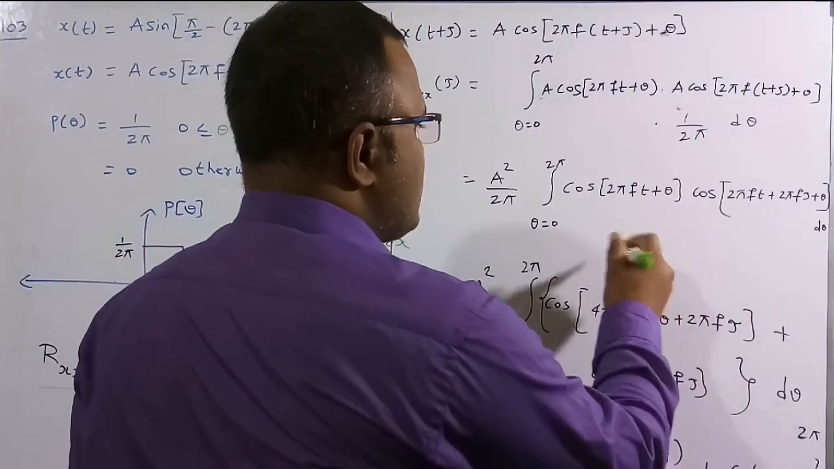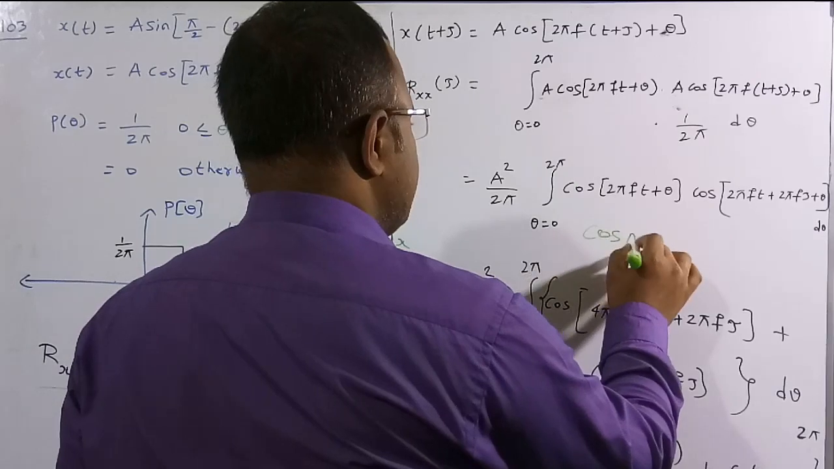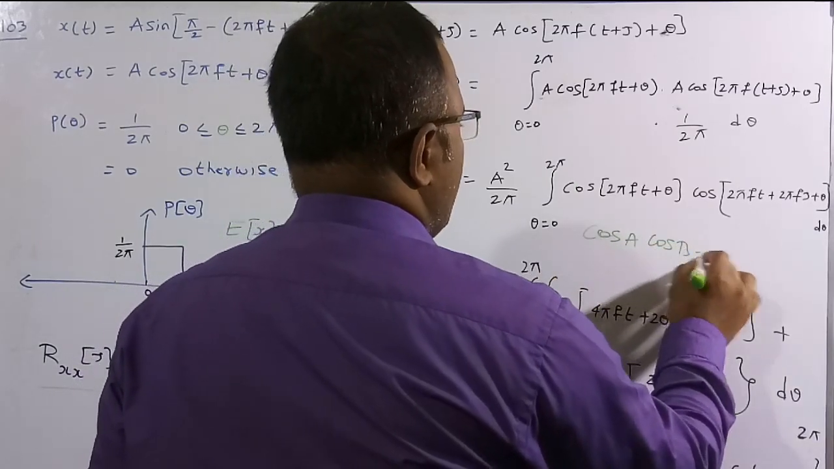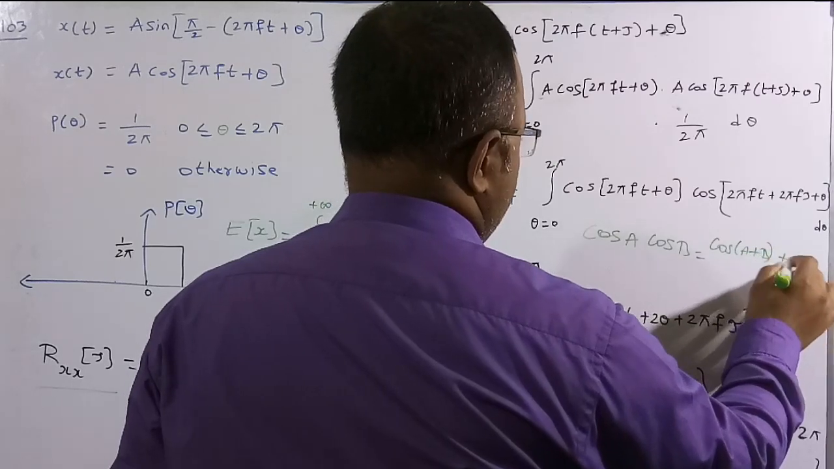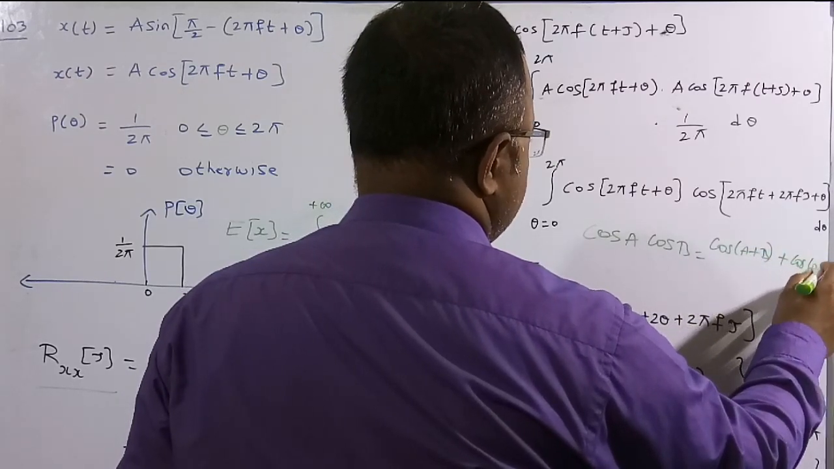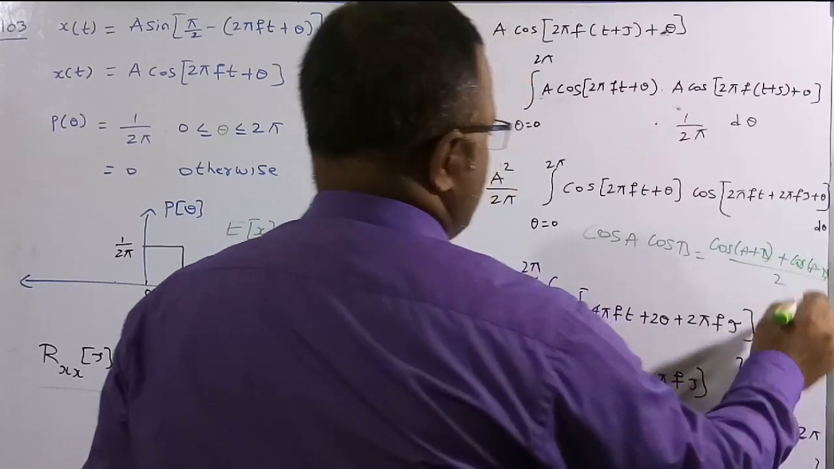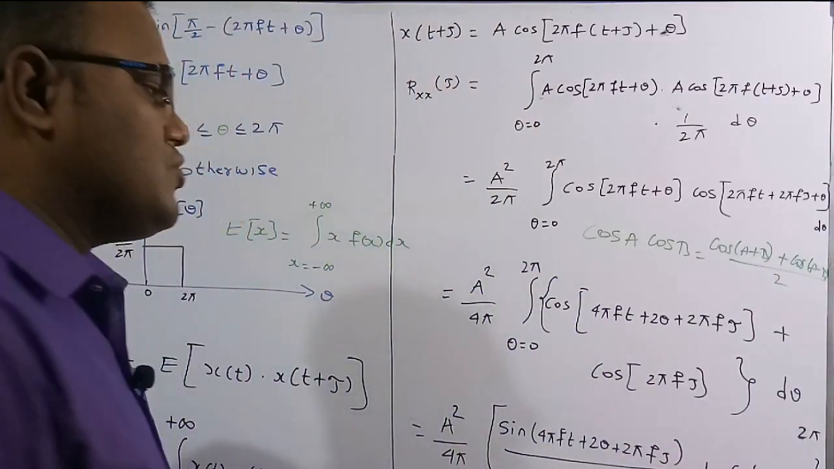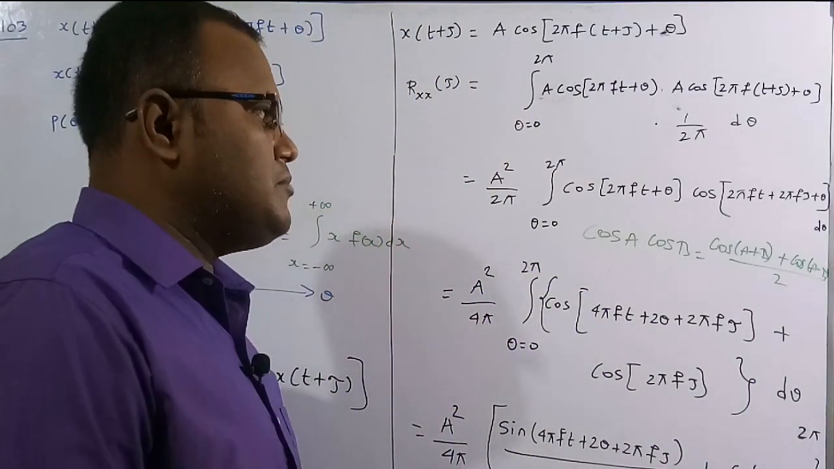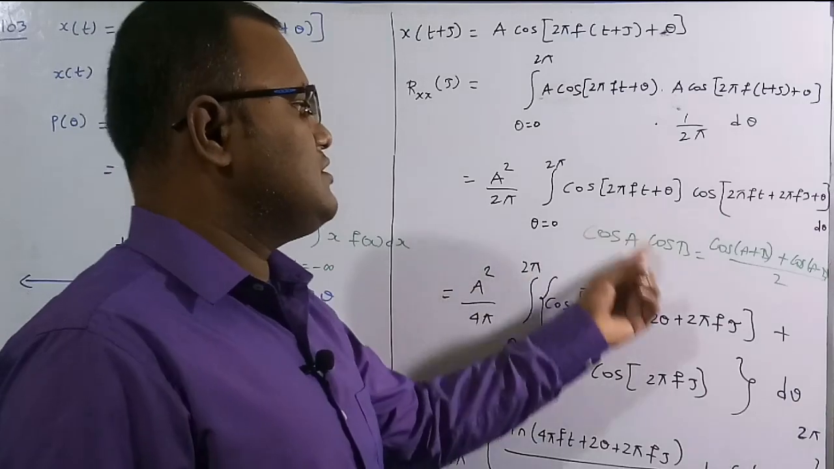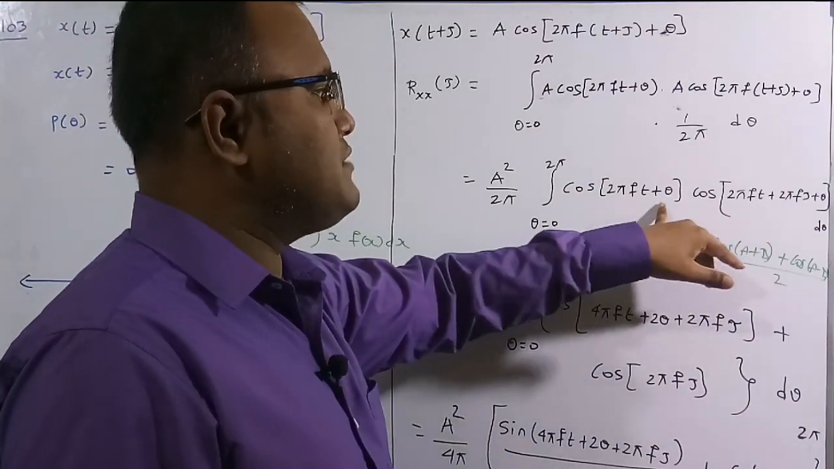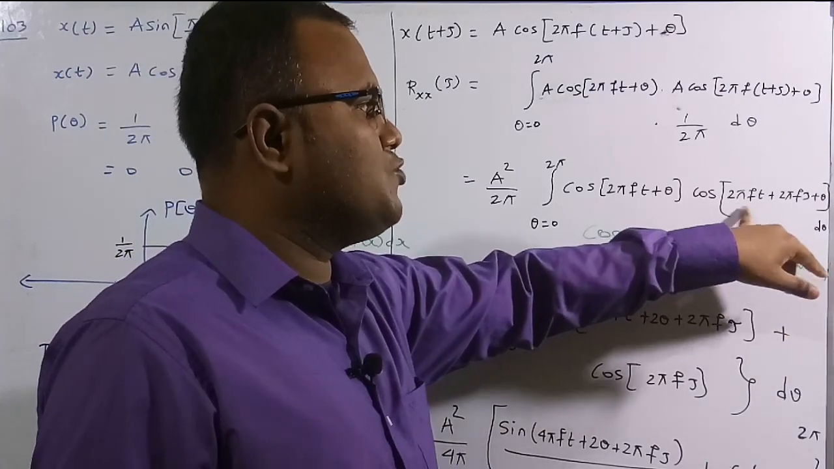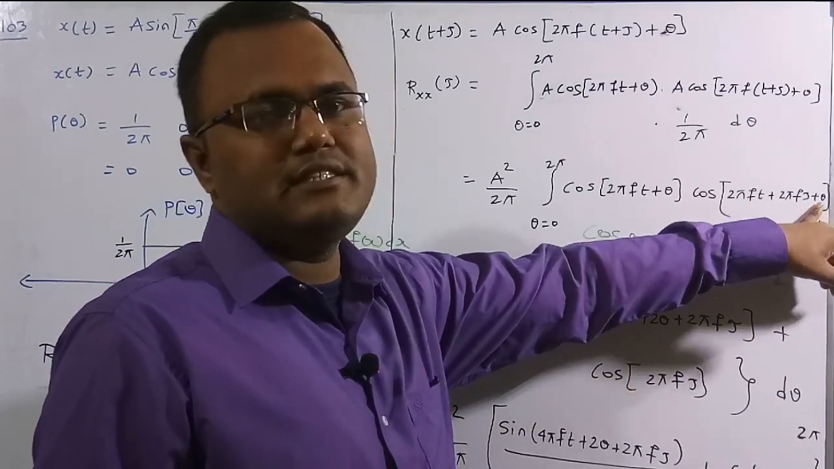So this is cos a into cos b. Basically, cos a into cos b is equal to cos of a plus b plus cos of a minus b, divided by 2. I am going to use this here. I am going to assume a is equal to 2 pi f t plus theta and b is equal to 2 pi f t plus 2 pi f tau plus theta.